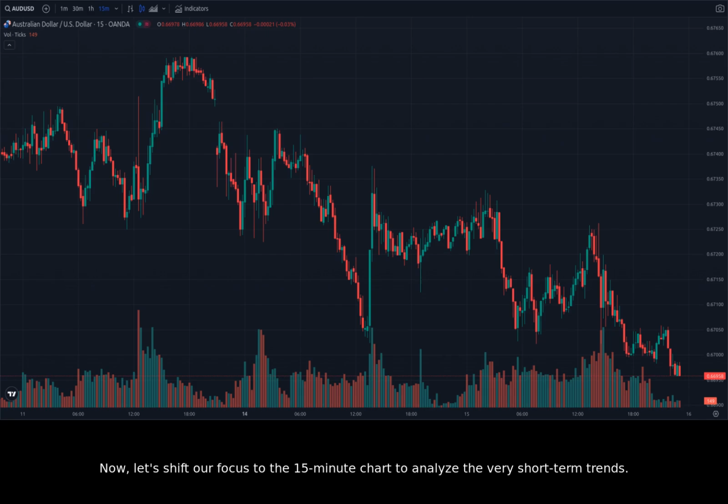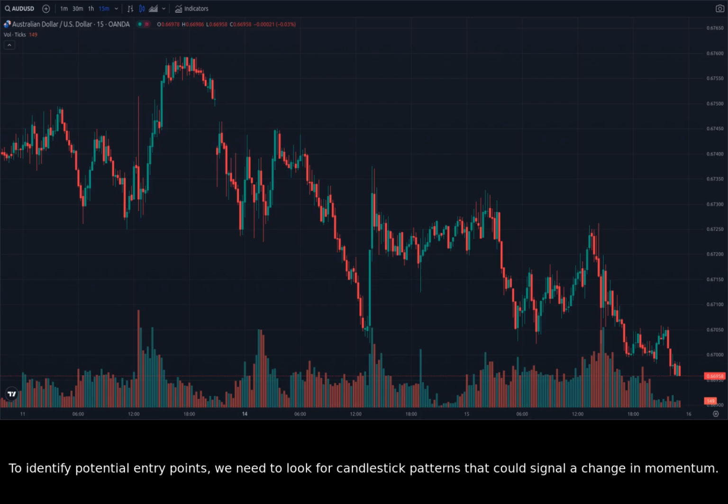Now, let's shift our focus to the 15-minute chart to analyze the very short-term trends. This chart allows us to identify potential entry and exit points for short-term trades. Looking at the recent candles, we can see some volatility but no clear direction. The price is hovering around the 0.6745 level. This level could act as a temporary support or resistance zone, depending on the market's reaction.